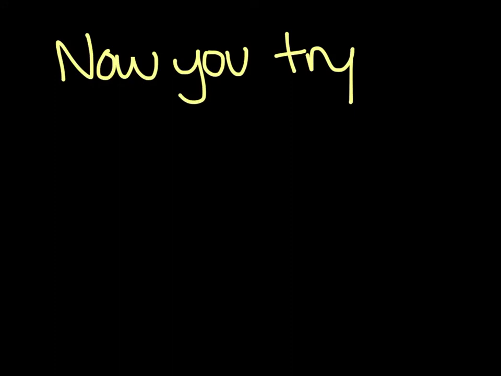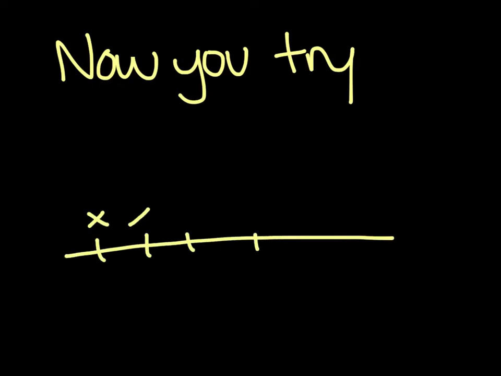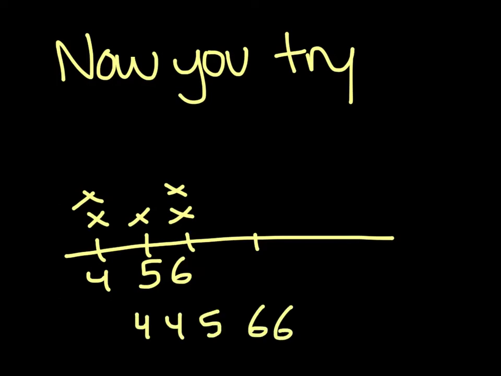Now you try. Flip over your paper and find the mean, median, range, mode, and mean absolute deviation for the given line plot. Notice that there's x's above certain numbers. For example, there's 2 x's above the 4, 1 x above the 5, 2 x's above the 6, and these are shoe sizes of 7th grade students.